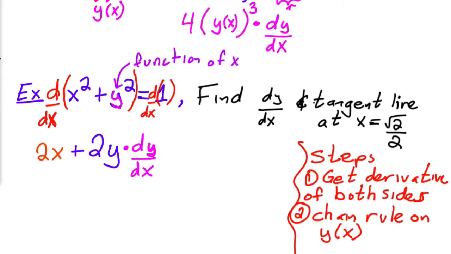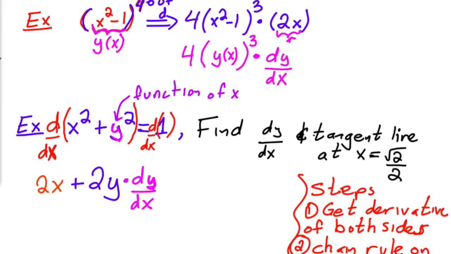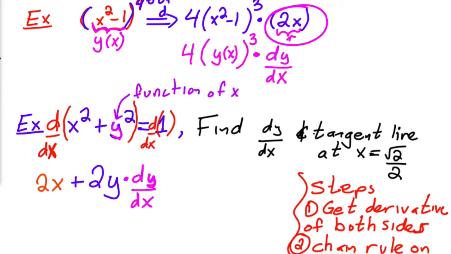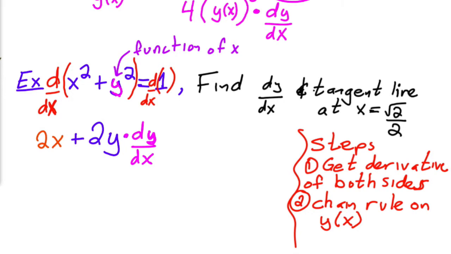So this dy over dx symbolizes, for example, this guy that we found right here. But remember, this time this dy over dx is what you're solving for. That's what you're looking for. So we're going to solve for this. I know this is different than the way you're used to thinking about it, but go back and think about the chain rule connection, and it should make sense. Okay, so then on the right side, the derivative of the constant 1 is just 0.